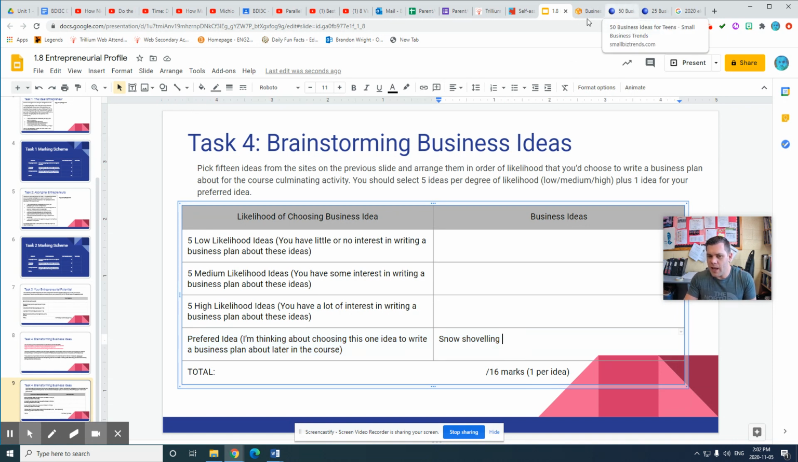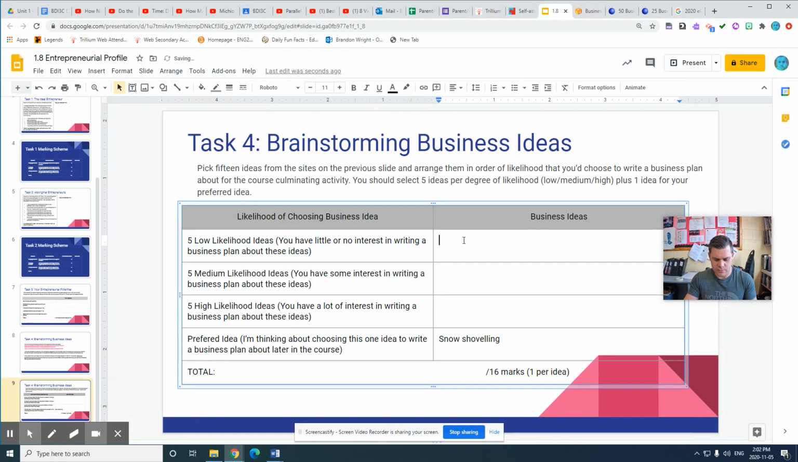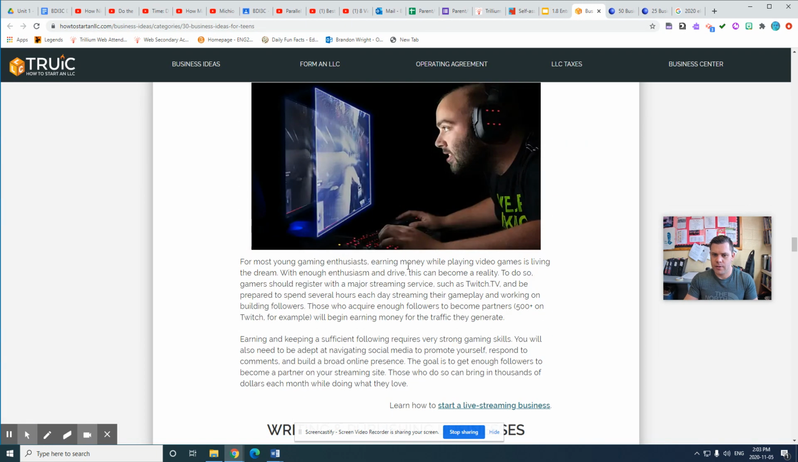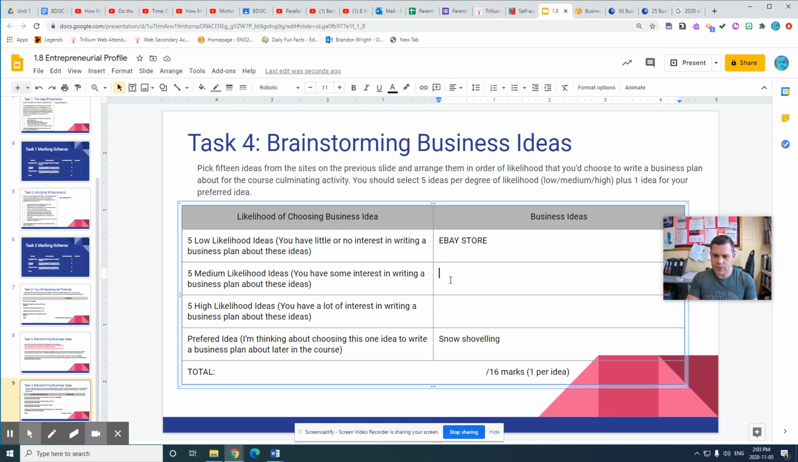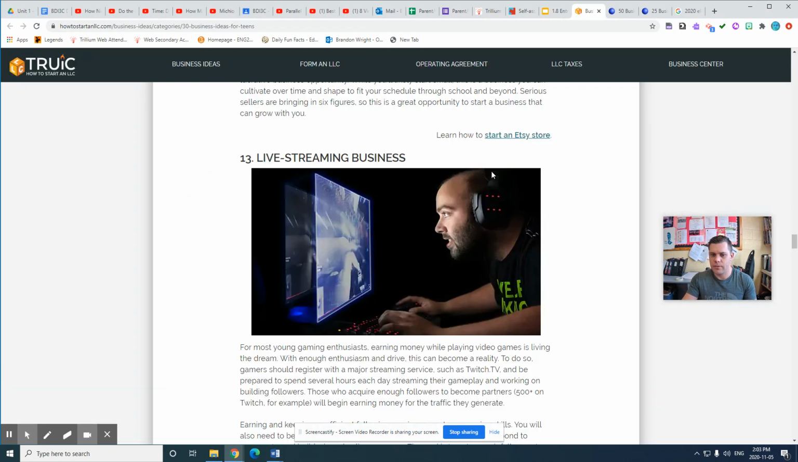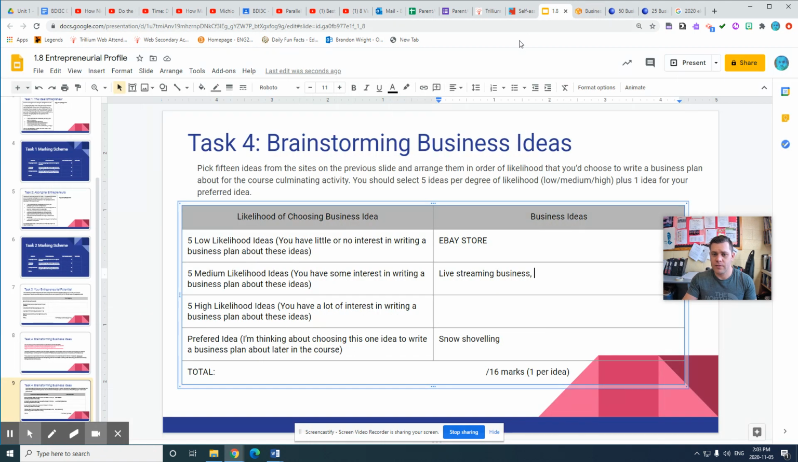But let's pick some ideas that have low likelihood. So ideas that I have little or no interest about. An eBay store. Yeah, I don't want to be an eBay store. So I would put eBay store here. Or live streaming business. Actually, that sounds kind of cool. I'm going to put that in medium. I have some interest in starting that up. Freelance writing business. Actually, I like that. So being a professional writer, you work for yourself.